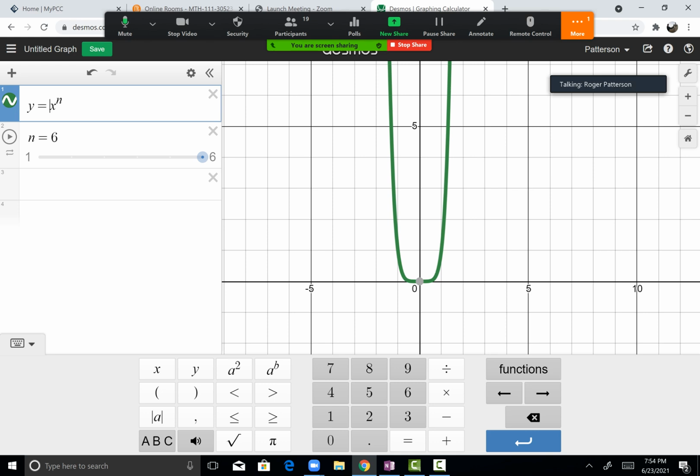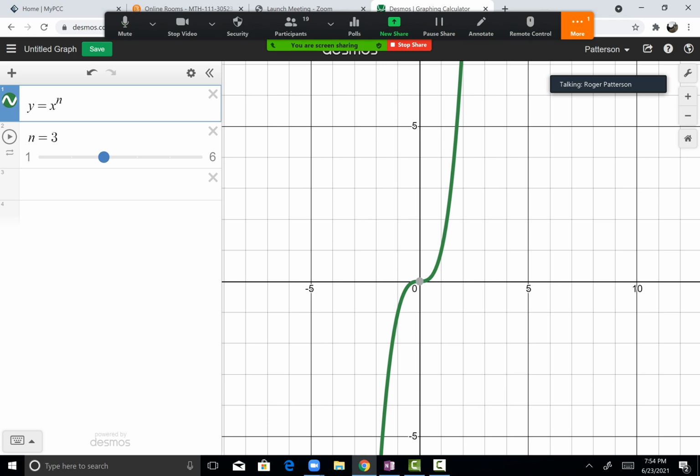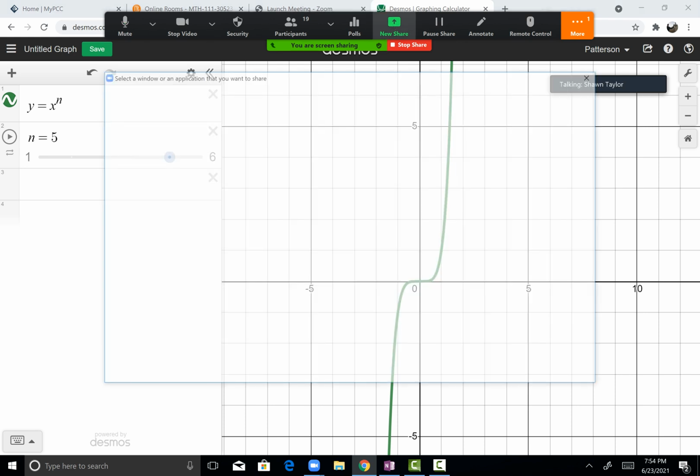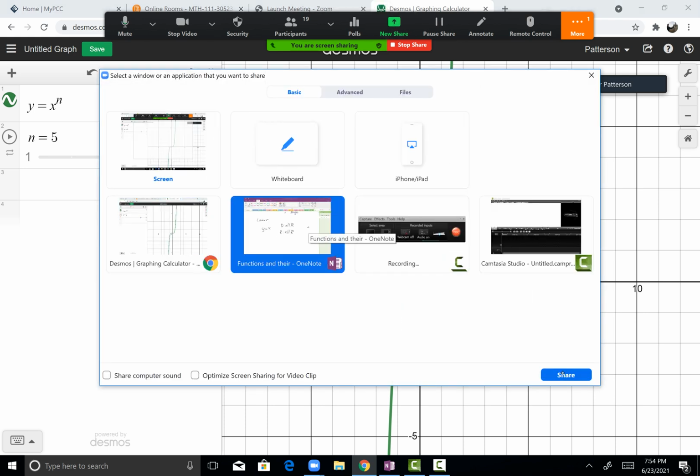Okay, so let's go back to the odds now. So there's 3, and there's 5. So what's going on with the odds? The odds are just all real numbers. Right. Domain and range. Okay, good. So here's what we got.